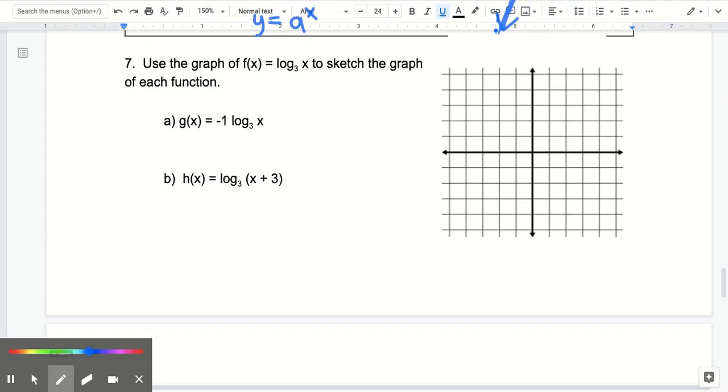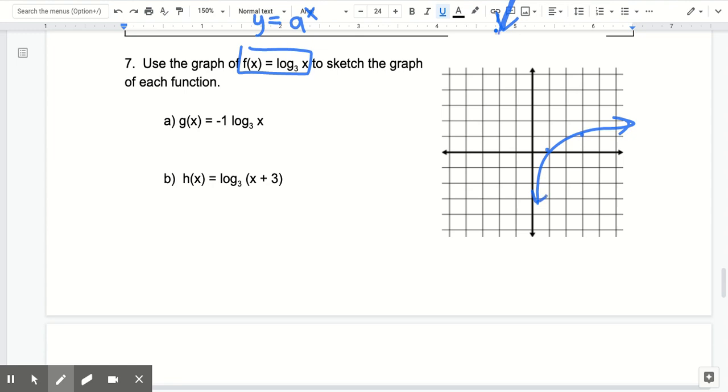So the first thing I'm going to do is graph this. This is the one that we just graphed earlier on the page. So it goes through 1, 0 and 3, 1, and it looks like this. So that's our parent function. Now, the next thing I want to do is this transformation to it, okay? That -1 is going to reflect it across the x-axis. Okay, so it's still going to go through that point, but it's going to get reflected over here. Looks like that. Still has the same asymptote, just reflected.